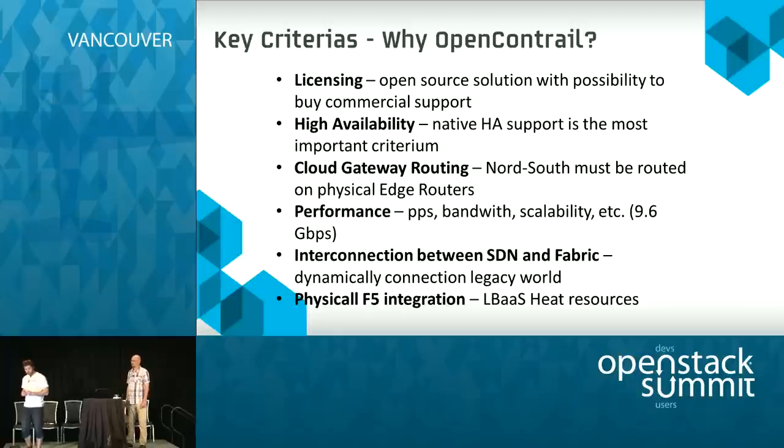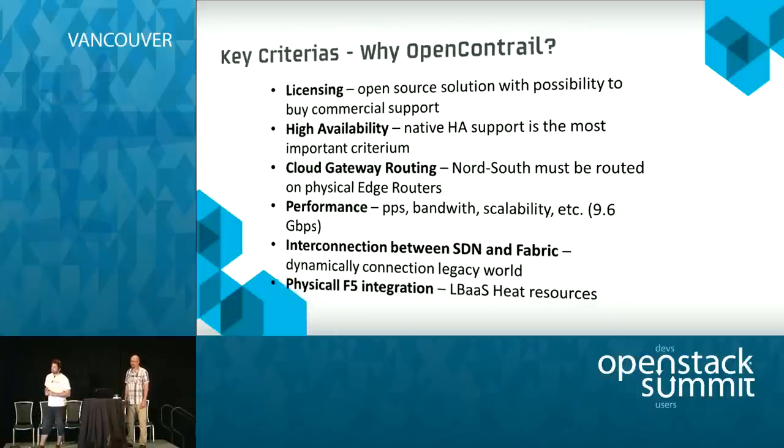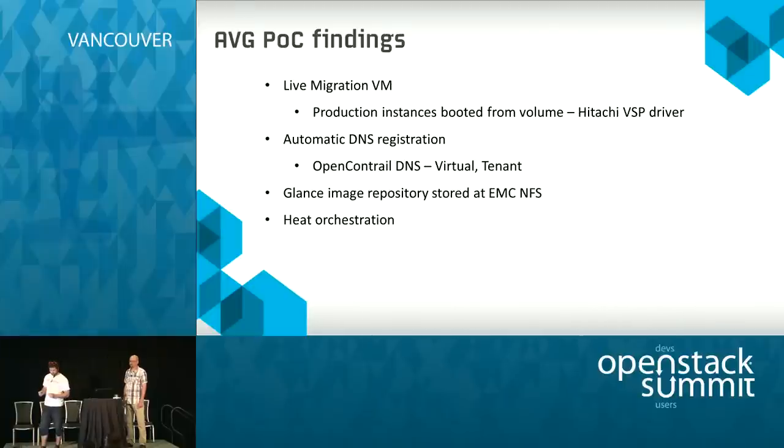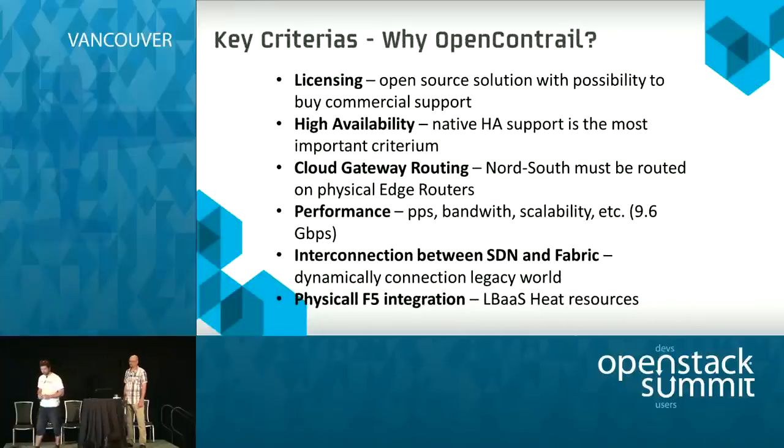And this is very tightly connected with the performance, because we are now able to get 9.6 gigabits on a 10 gigabit line, outside of the cloud and inside of the cloud. But it is not only about bandwidth, but also about packets per second, and the performance of OpenContrail is amazing, and the vRouter is much better than Open vSwitch.